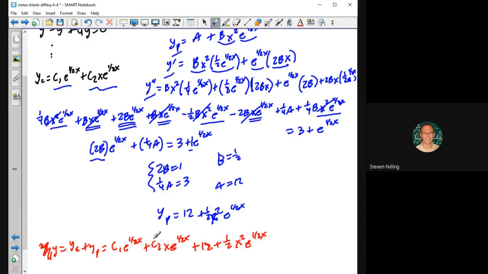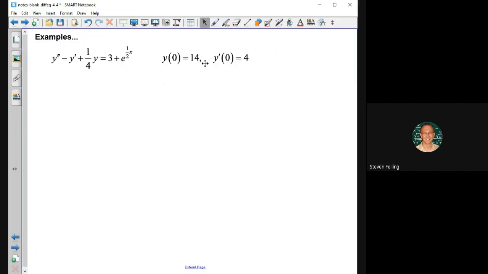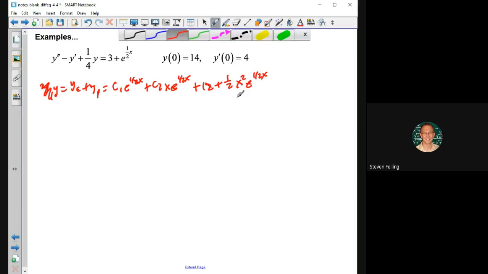And let's just go ahead and take a look at what it would look like if we had an initial condition. So if I'm given an initial condition, the next one in the notes is this exact same problem, but we now have an initial condition. So we go through the part of solving yc and then guessing yp and finding the constants and finding the general solution here. What if then we are given an initial condition? Well, that therefore means we can find a constant from this, right?